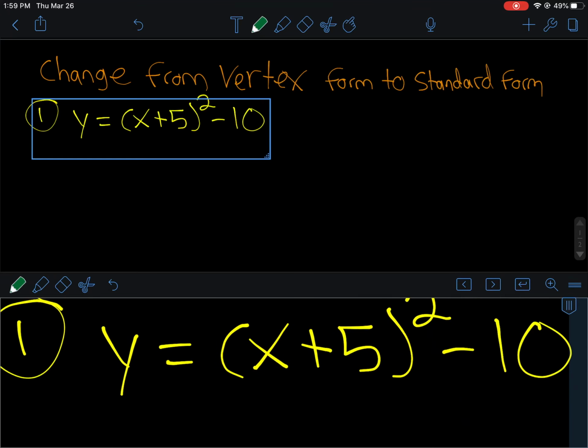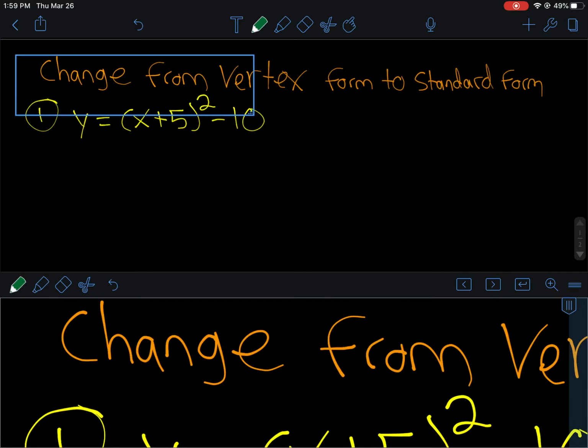Anyways, this is my first example, so I have y equals (x plus 5) squared minus 10. Understand what we're doing. We're changing from vertex form to standard form. I'm not asking for the vertex. I'm not asking for solutions. What I'm asking right here is you to change from vertex to standard form.